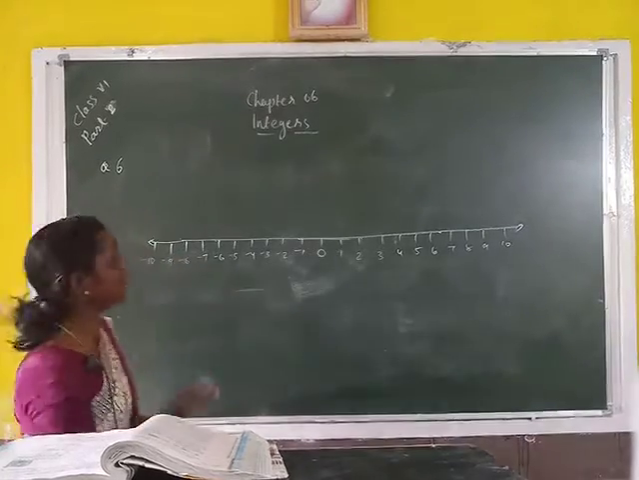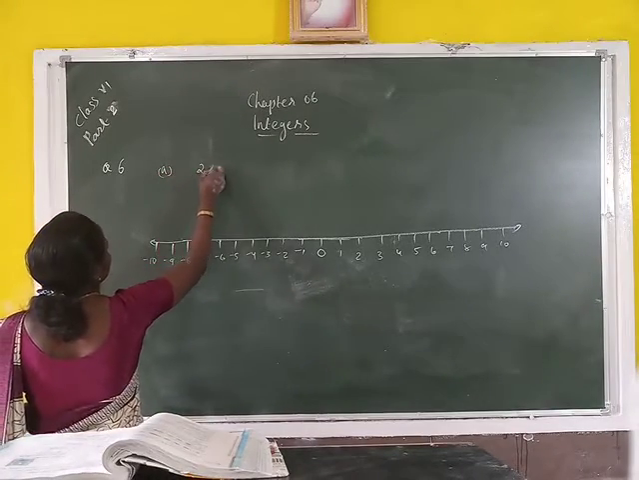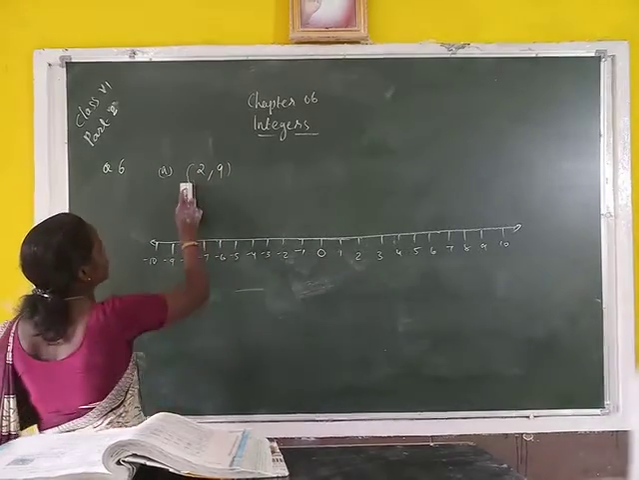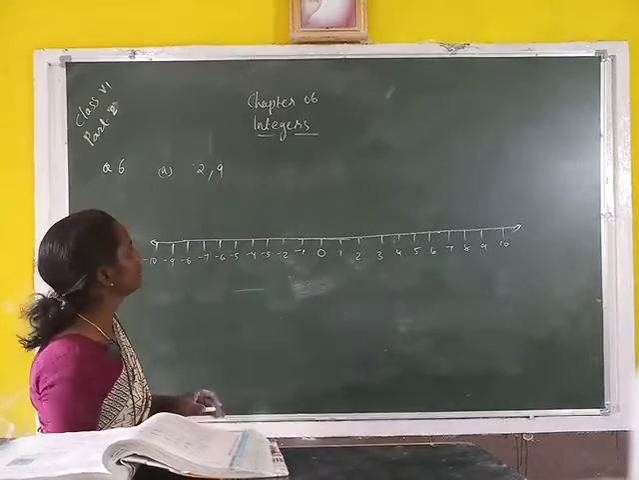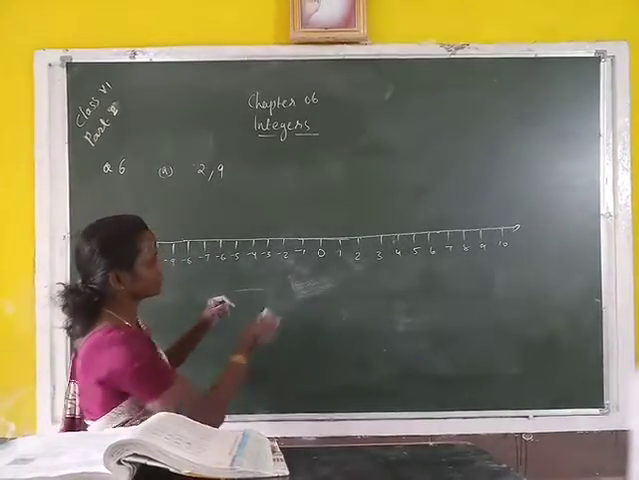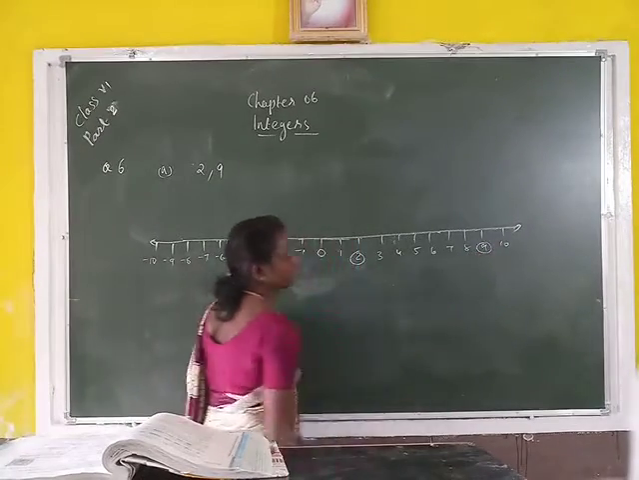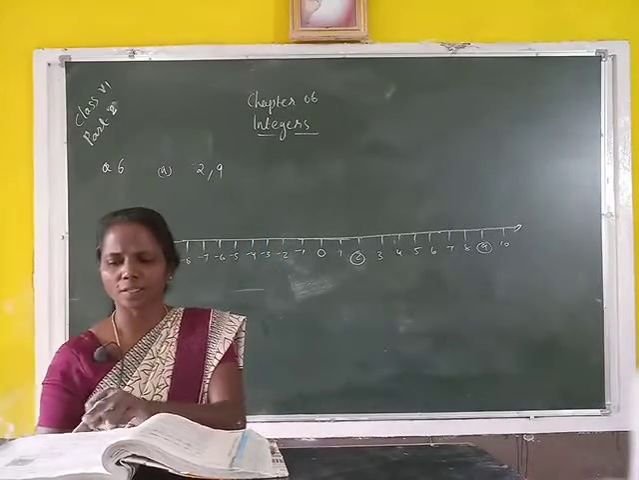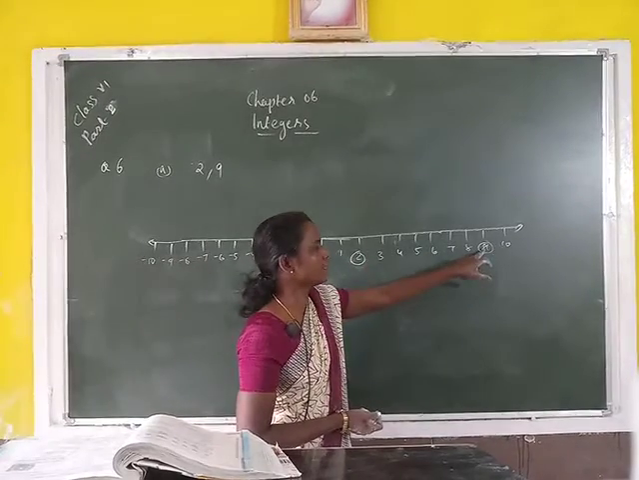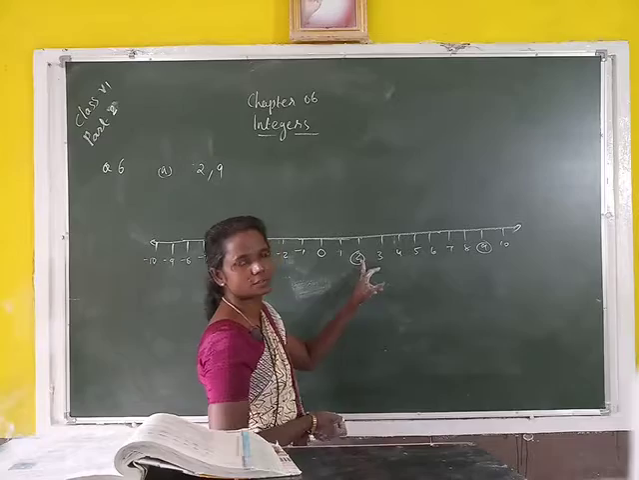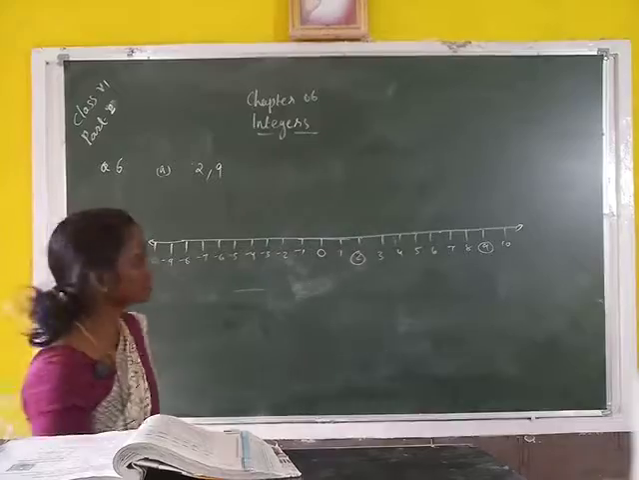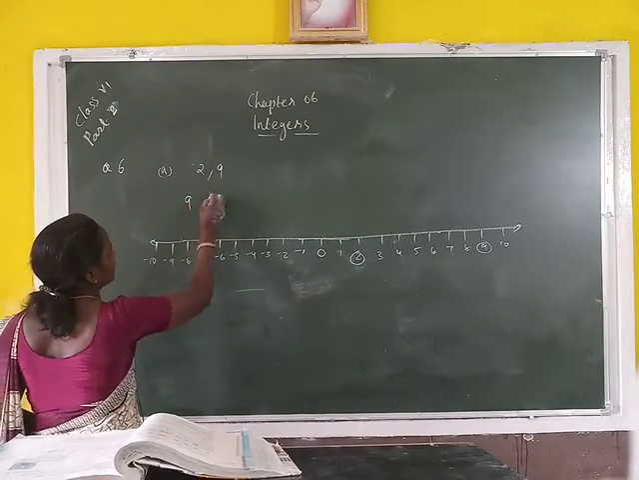Then look at question number 6. In each of the following pairs, which number is to the right of the other on the number line? Then first question, A: 2 and 9. Which number is to the right of the other? How to write its answer? This 2 and this 9. Which is to the right of the other number? So here look, 2 or 9. That 9 is to the right of 2. So we can write 9.